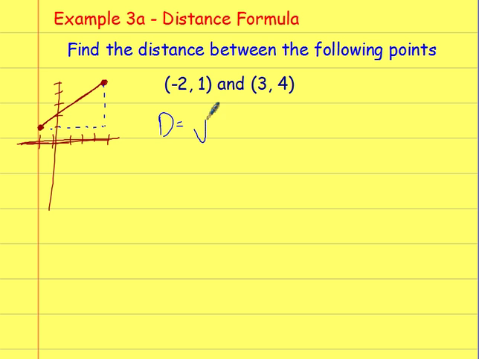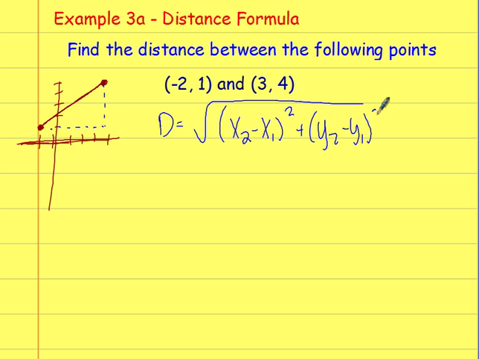The formula is very simple. Square root of x2 minus x1 squared plus y2 minus y1 squared. Which, if you're paying very close attention, is the Pythagorean theorem. a squared plus b squared, and then wouldn't I square root it to find c? Right? So this is a version of the Pythagorean theorem. It's just now on a grid.